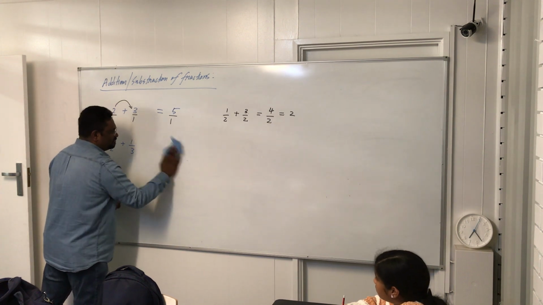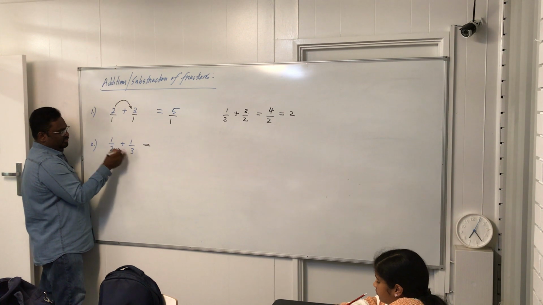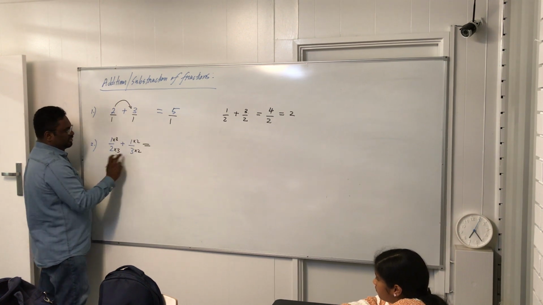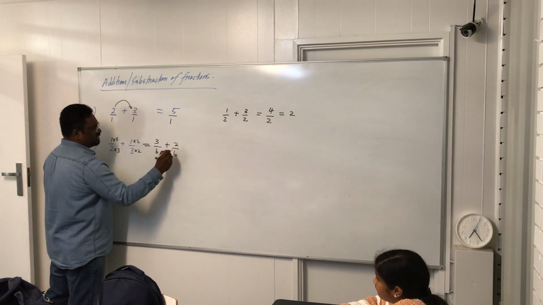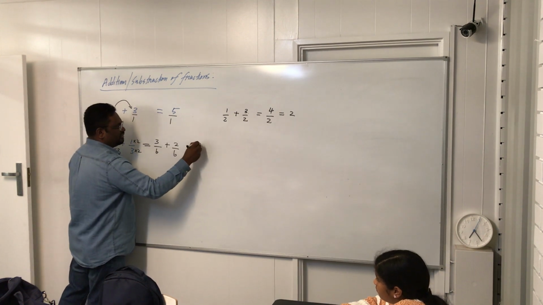So what we can do, you multiply this by 3, and this by 3. You multiply this by 2, and this by 2. So the answer would be 3 divided by 6 plus 2 divided by 6. Can you add now? See, the denominator is the same. You add these together: 5 divided by 6. Easy?